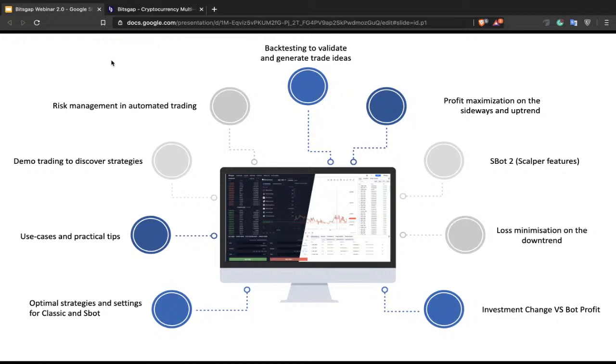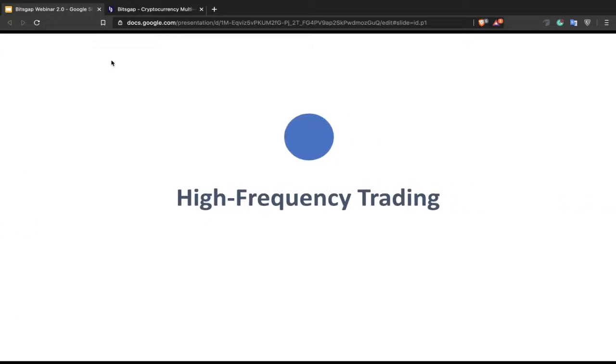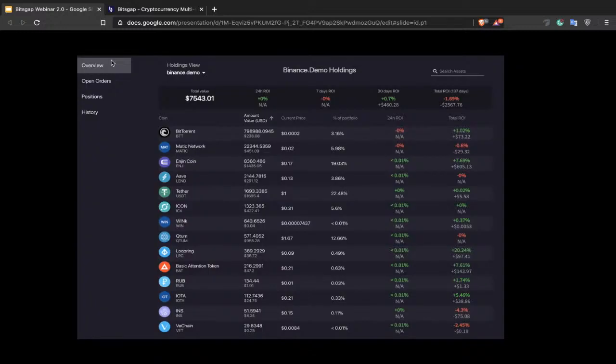And yeah, many traders have been asking what's the principal difference between the investment change and the bot profit, and what makes up the investment change. So I will go through this as well. But first of all, for newcomers, quick introduction to high frequency trading. So what is high frequency trading?